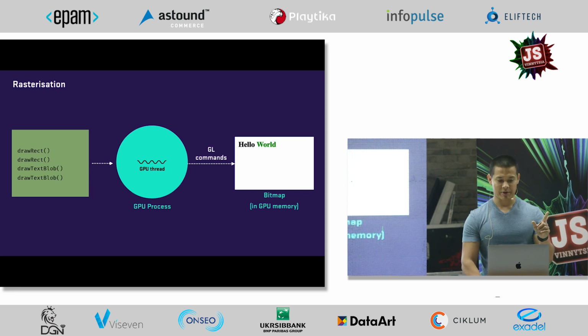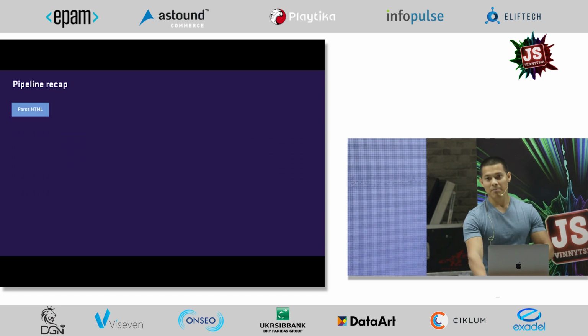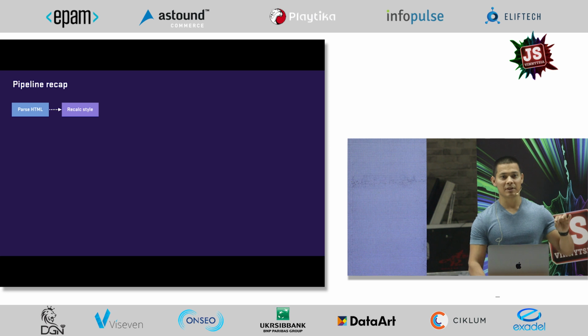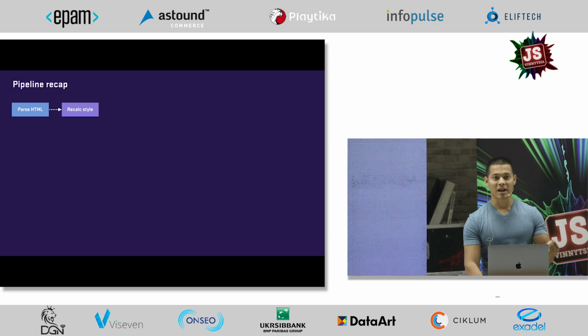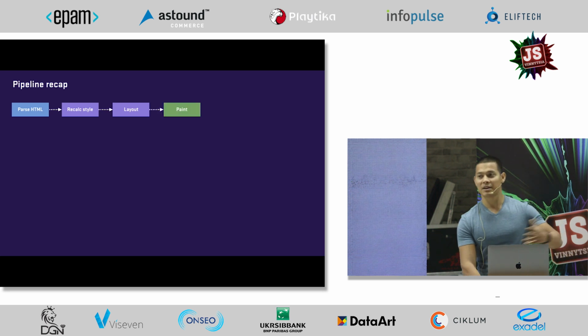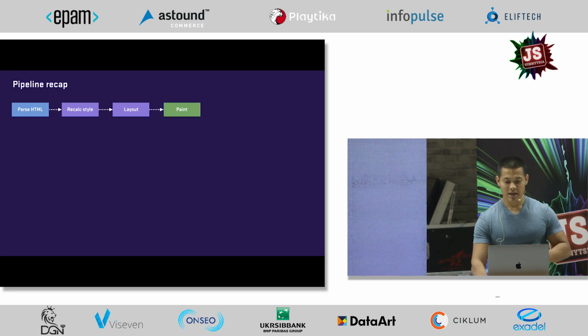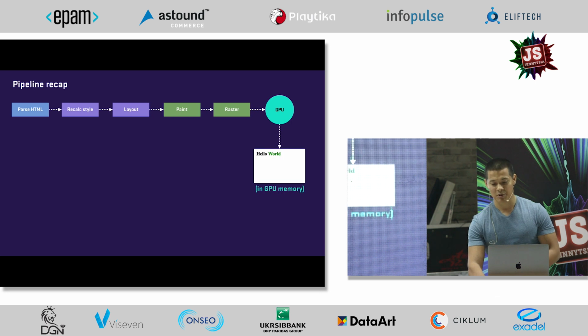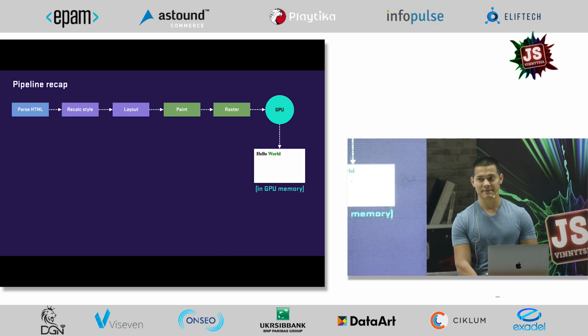Let's do a quick pipeline recap. We started by parsing the HTML. Then we created a DOM tree, and we figured out how each of the nodes in the DOM tree is going to look in the process called recalculation of style. Then we created a layout tree and figured out where each of the nodes is going to end up in the viewport in a process called layout. Then we collected the paint operations for each of those nodes, executed those paint operations in a process called rasterization to create bitmaps that we uploaded to the GPU memory using the GPU process.